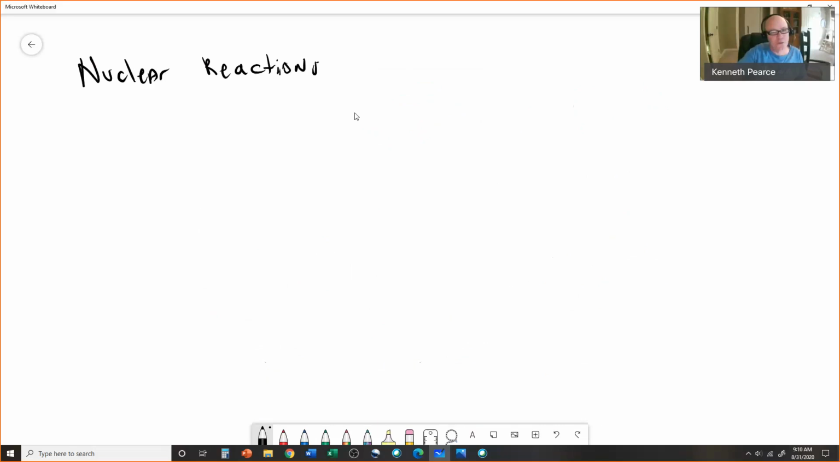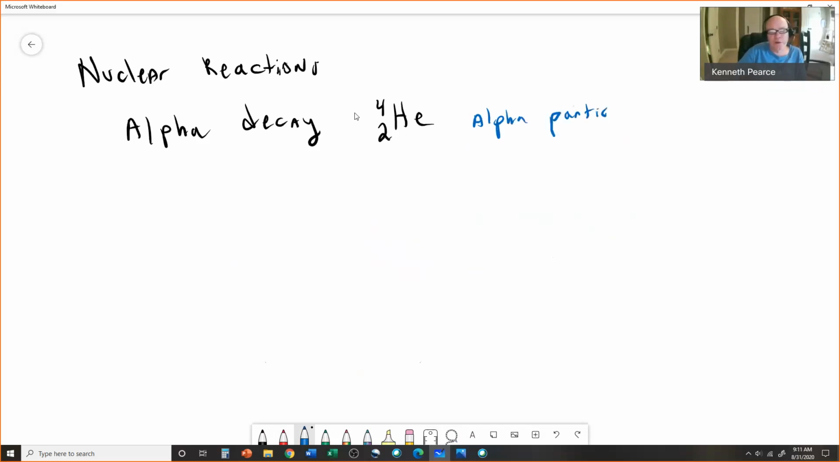Now, the real key to doing nuclear reactions is that we have tops and bottoms. We have the atomic mass and we have the atomic number, and we have to get them to be the same on both sides. Let me show you what I mean. So let's do an alpha decay. Alpha decay means that we are producing a 4-2 helium, because that's an alpha particle. That means you're producing it, so it's going to be on the right-hand side of an equation.